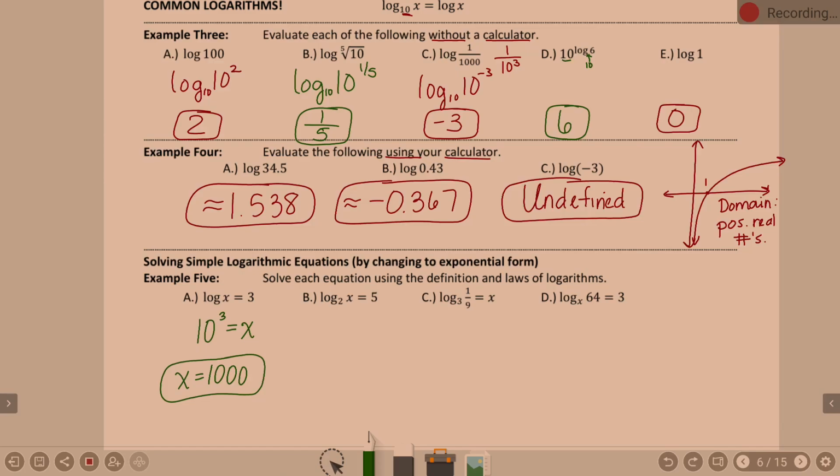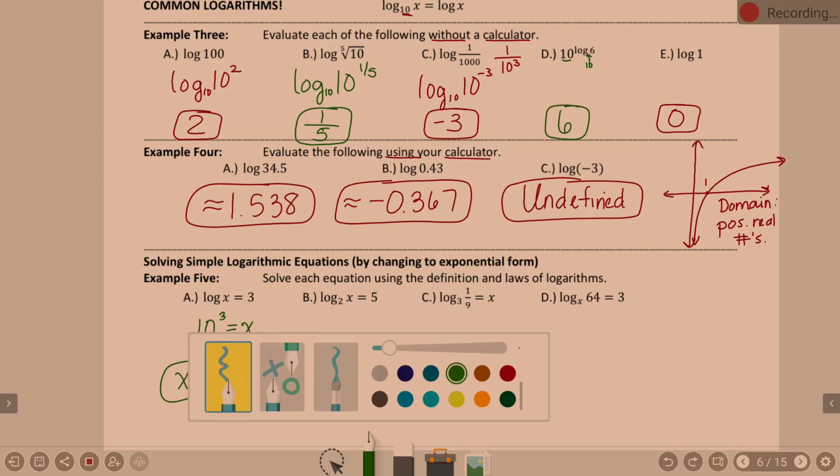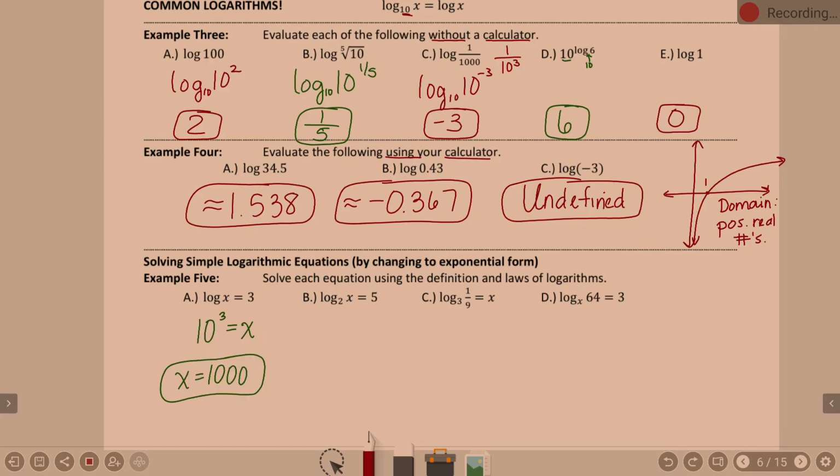What about B? Log base 2 of x equals 5. How do I rewrite? 2 to the 5th equals x. 2 on the left, raised to the 5 on the right, equals the x in the middle. Another easy one? 32 equals x. We're just taking it out of log form and putting it in exponent form. So left, right, middle. And 2 to the 5th is 32.